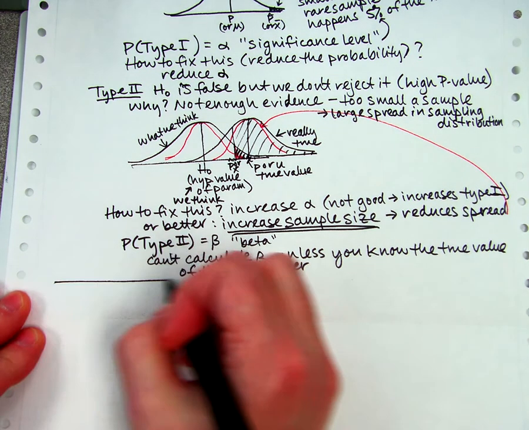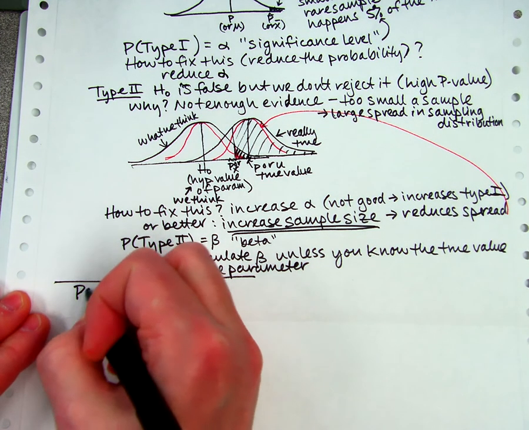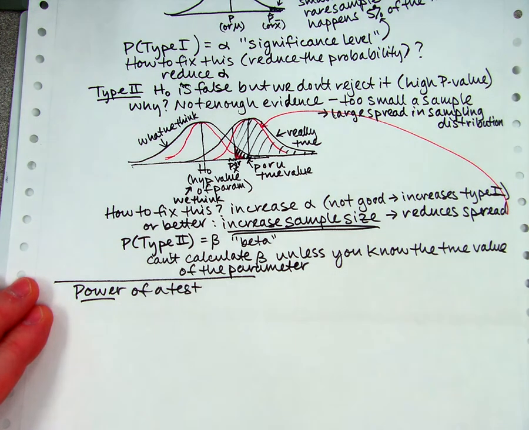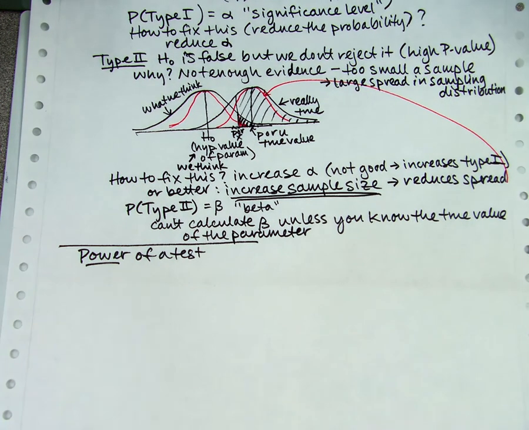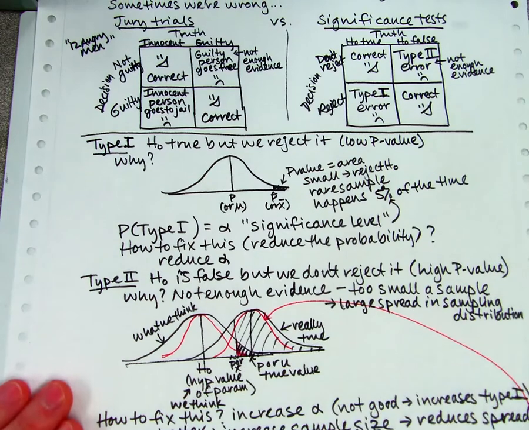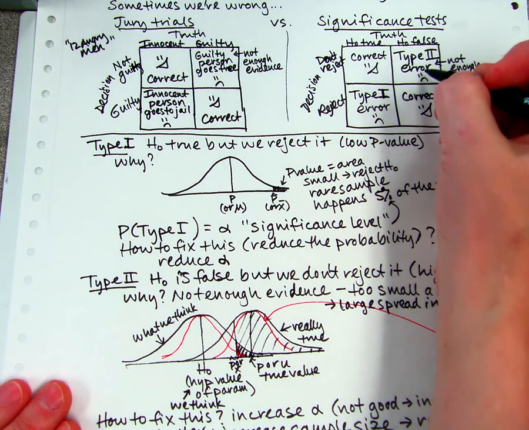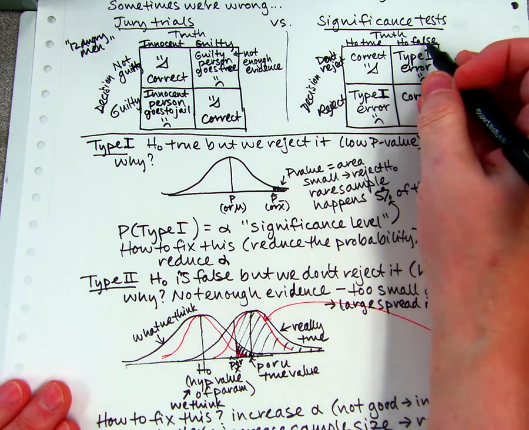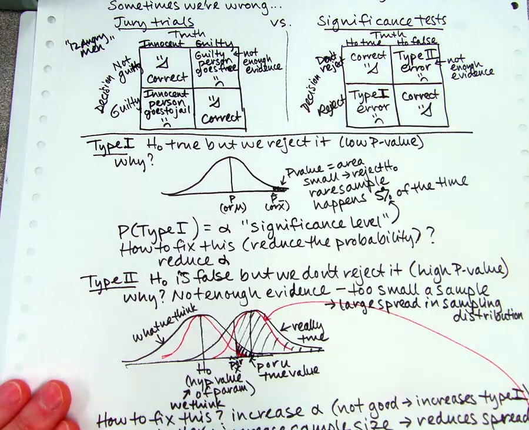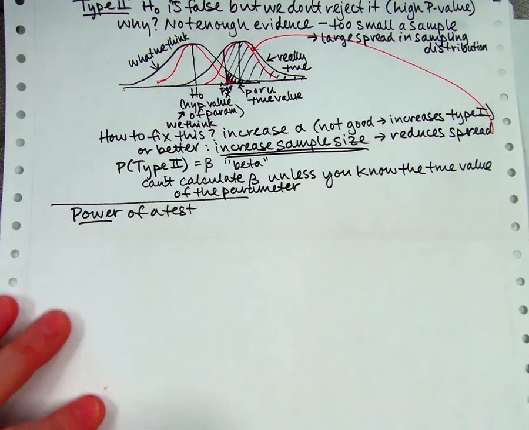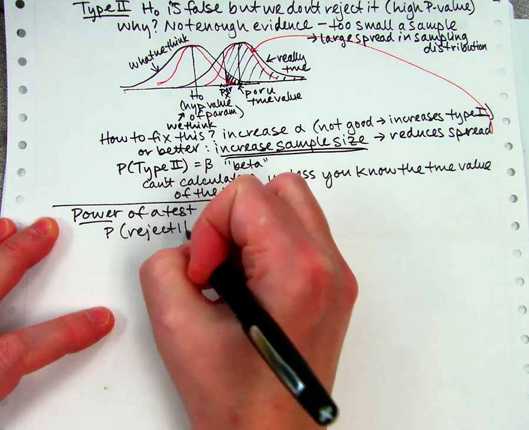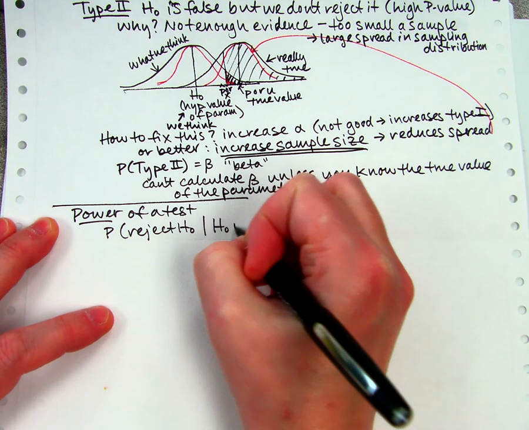But let's talk about one more thing that's a good thing, and that is called the power of a test. So the power of a test is the good side. It's like, okay, let's say our null is false and we want to avoid a type 2 error. So that means we want to get into this category. We want to reject the null. We want to convict the guilty person. And that's the power of a test. How likely are we to actually do that? It is officially the probability of rejecting the null given that the null is false.